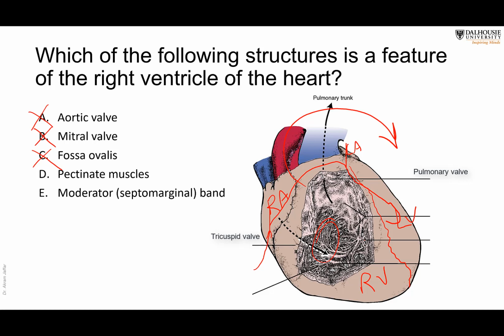The fourth option, pectinate muscles. These pectinate muscles are a feature of the rough inner surface of the right atrium and the left atrium. Mainly they are located in the auricle of the left atrium and the right atrium. So here we are left with the moderator band.